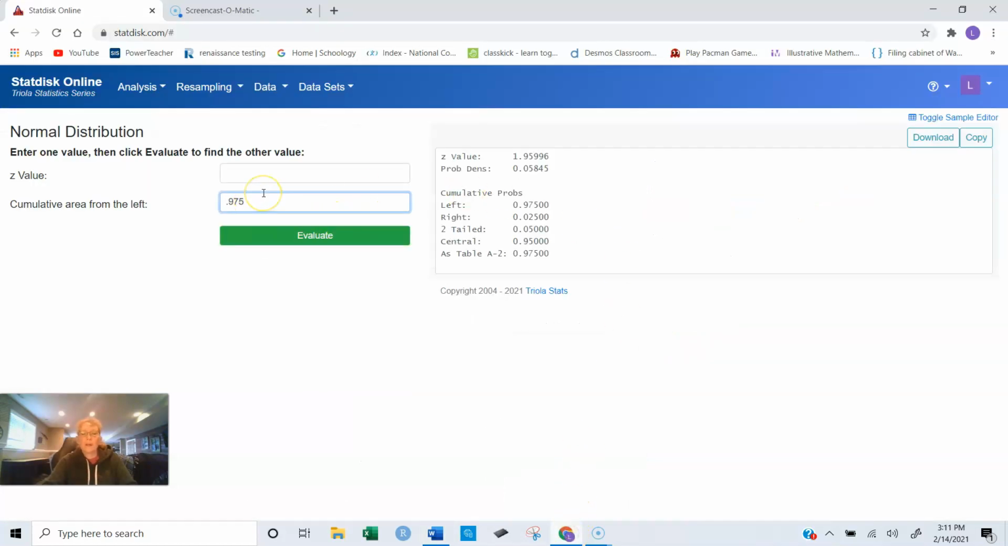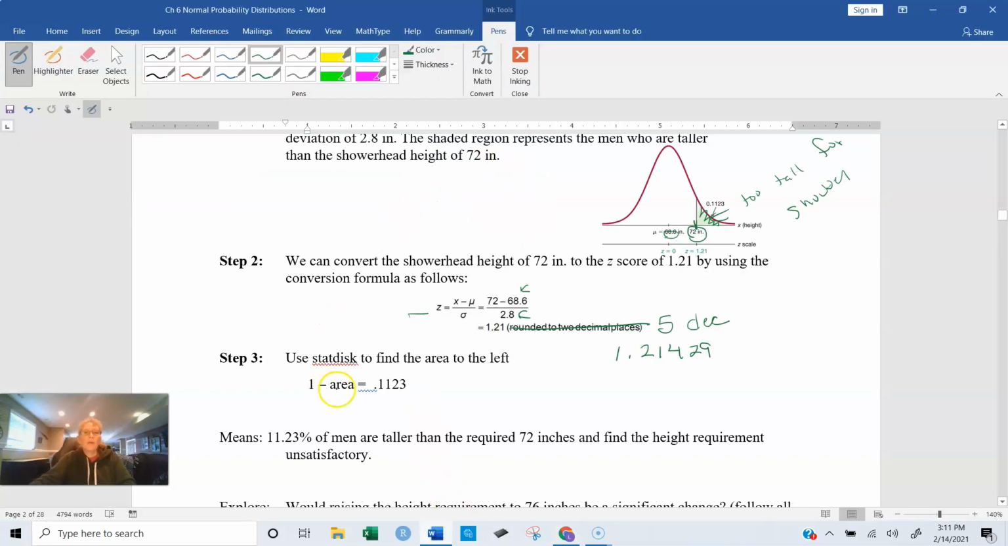All right, now we're going to take StatDisk and plug that number into it. So now this is my z-score, and we're going to type in 1.21429. Enter. And we went to the right because it's the larger, so we get an area of 0.11232. And we're done. That is all we need to know. If you are not using StatDisk, you will have to use the table. If you're on StatDisk, you look at the area to the right, and it will give you this answer immediately, which is very nice.